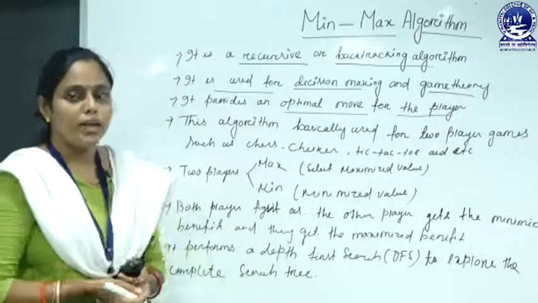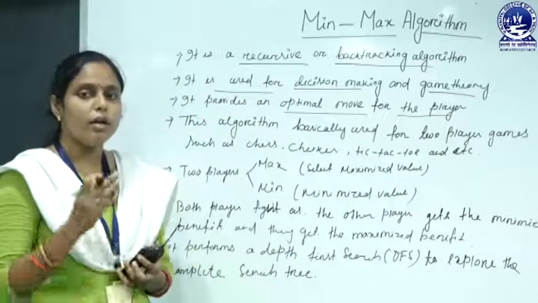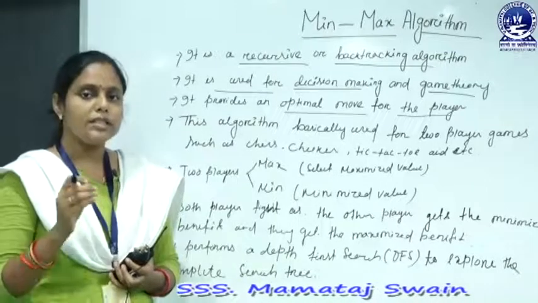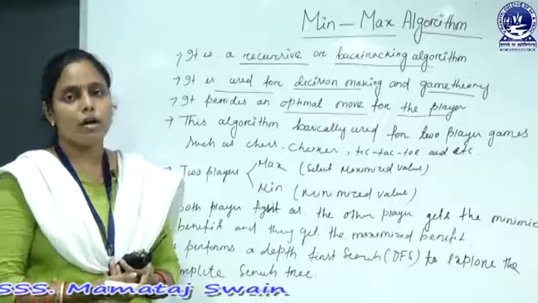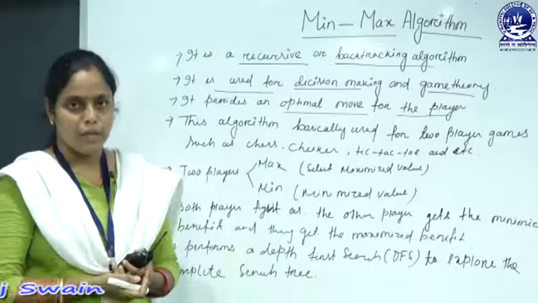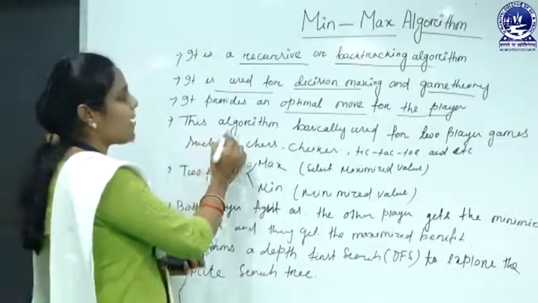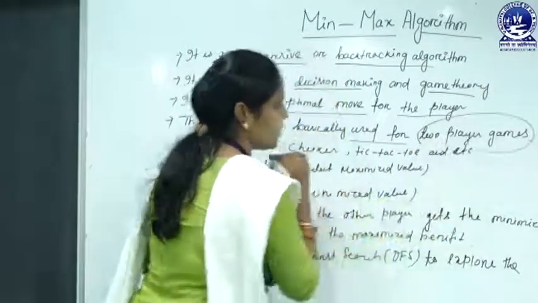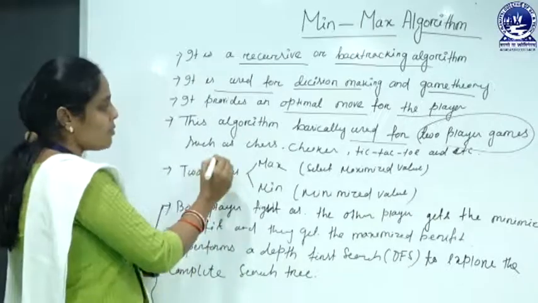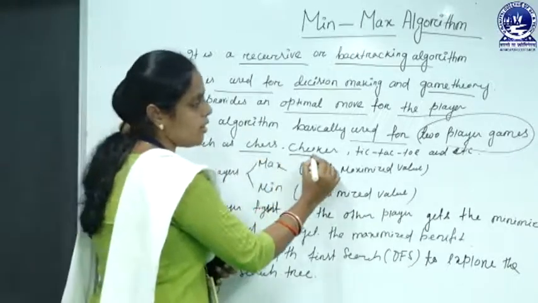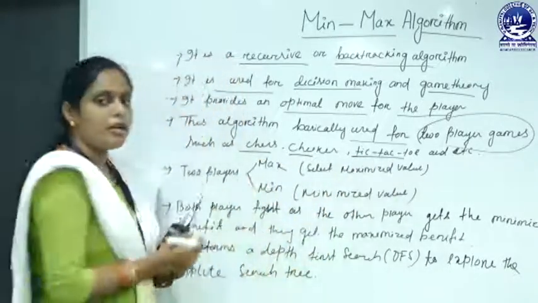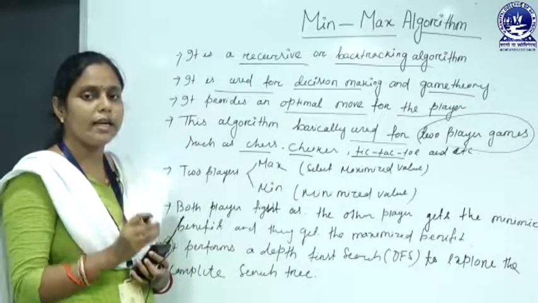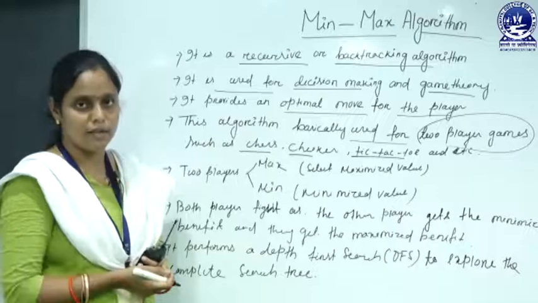That means in min-max algorithm, it always provides the optimal moves for the player, assuming that the opponent is also playing optimally. Then next, this algorithm is basically used for two-player games. Here, the games are such as chess, checkers, tic-tac-toe and other games. That means this algorithm is basically used for the two-player games.